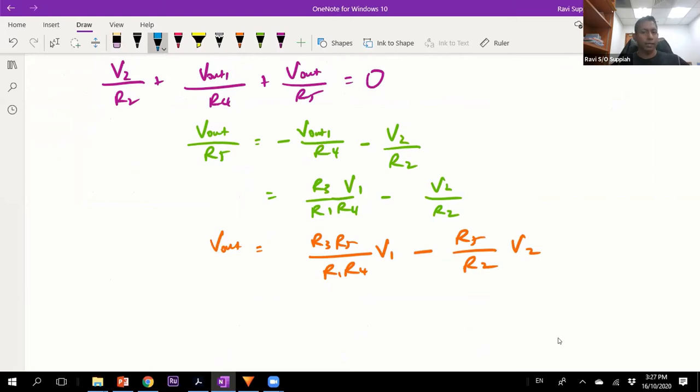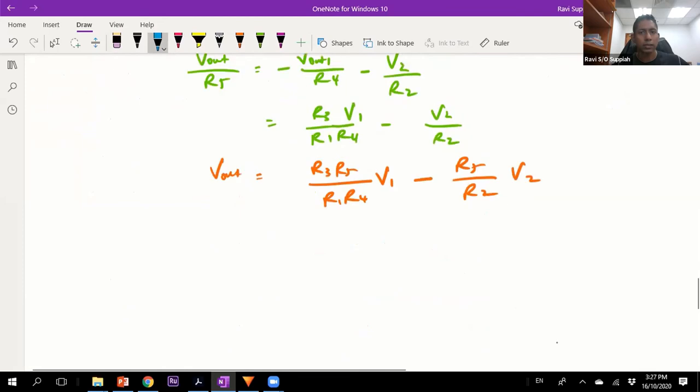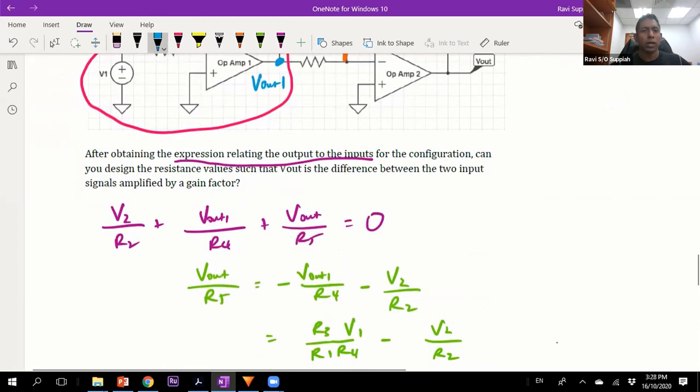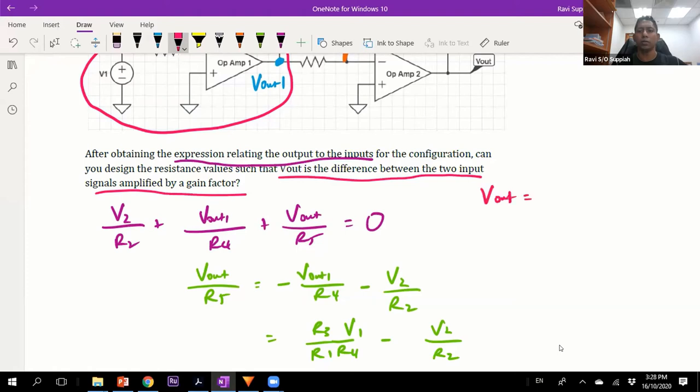And what is the next thing they ask us to do? They ask us to design the resistance values such that Vout is the difference between the two input signals amplified by a gain factor. So they want a single factor multiplied by the difference between the two inputs. Effectively what they want is Vout equals some factor K times V1 minus V2.